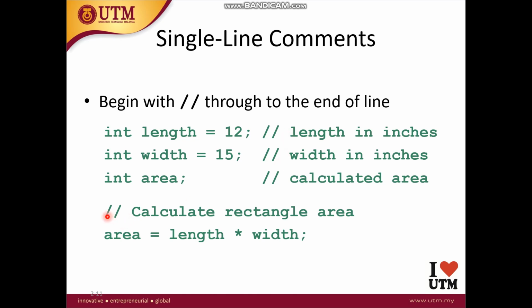And here you can write any comment at the start of each line. So you say double slash calculated rectangle area. Look, if you've got int length 12, int width 15, int area equals length multiplied by width, it's not that clear. But if you write some comments, the program is going to be much more understandable and shown in a better way. So this one is a single line comment.